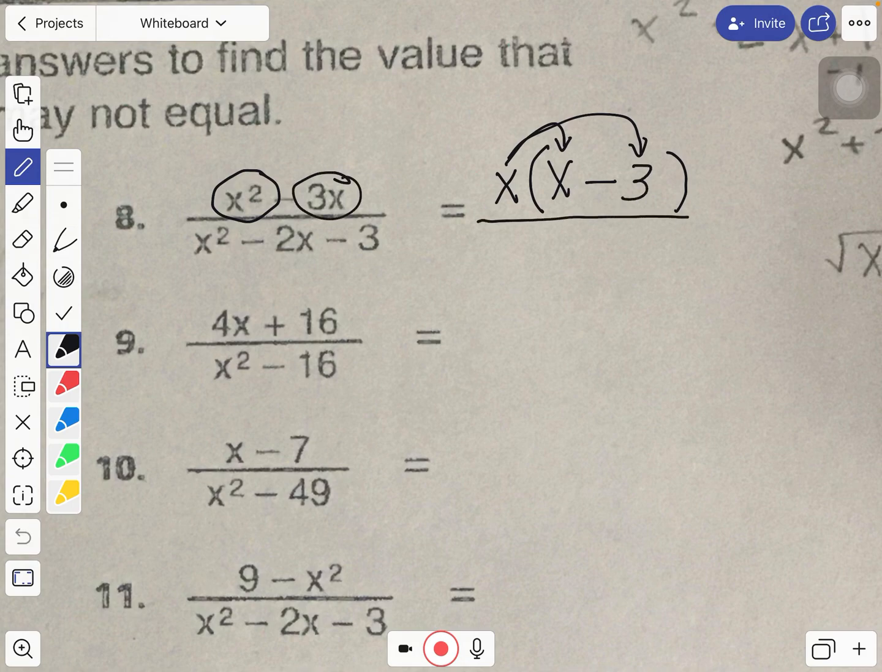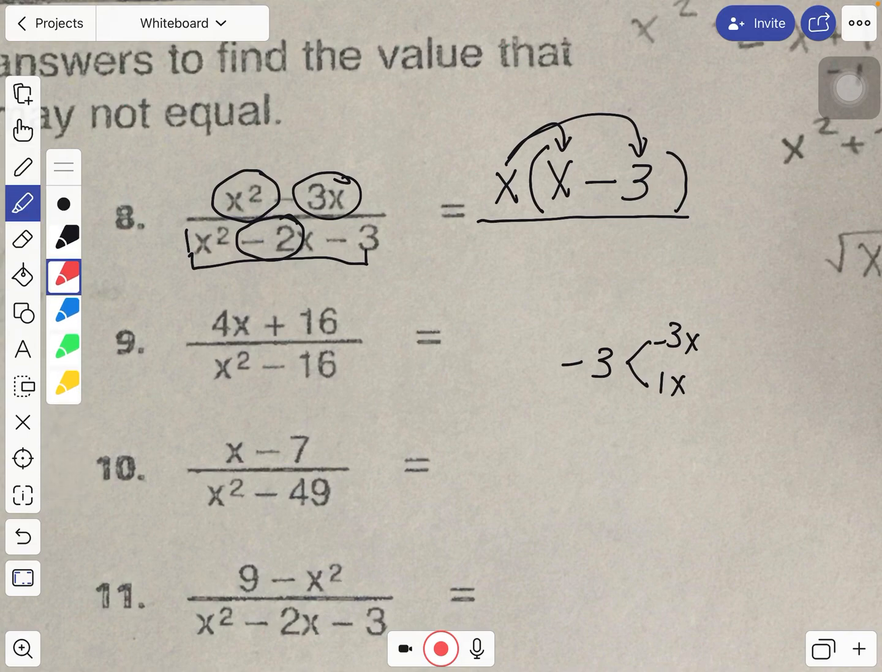On the bottom, you might consider doing our AC grouping method for factoring. So we're going to do 1 times negative 3. That's negative 3. And we ask ourselves, what multiplies to give us negative 3 that would then add to negative 2? And that's your negative 3x and your 1x. So we would rewrite this trinomial, this x squared minus 2x minus 3.